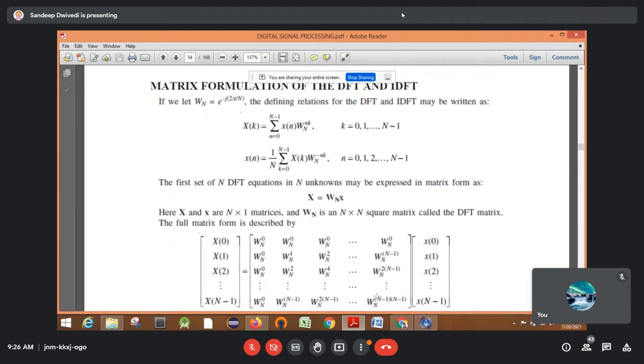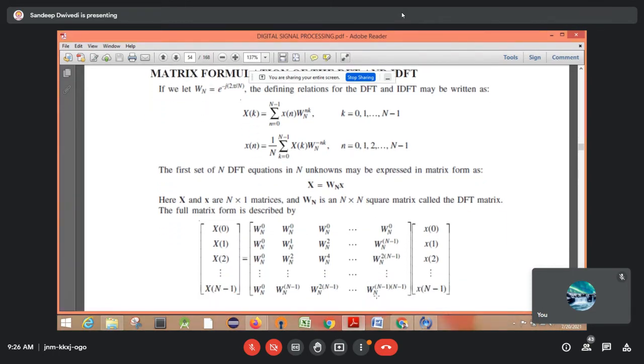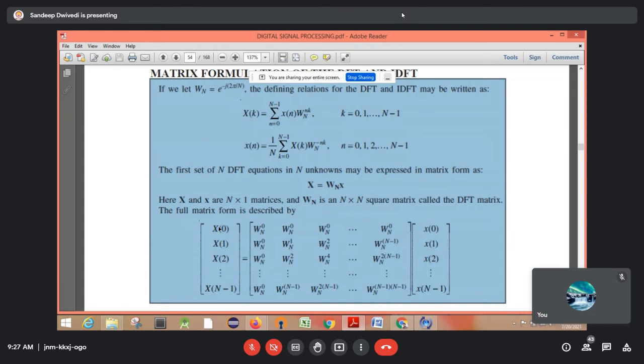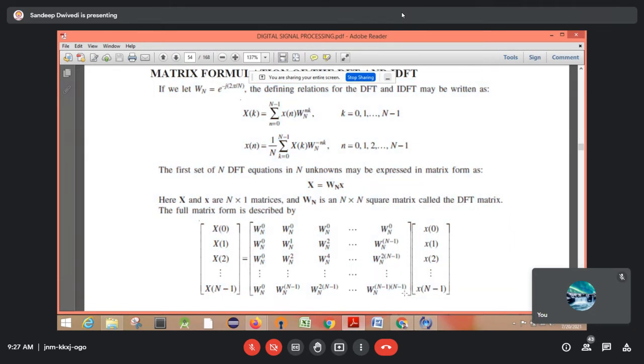See here, it is given over here. This is your input sequence. This will be given in a question, and this you need to find out. That will be the output sequence or DFT of the sequence. If you see the size of this, it will be N cross 1, meaning N rows are there and only one column is there. Here also, the size of this will be N cross 1, meaning N rows are there and only one column is there.